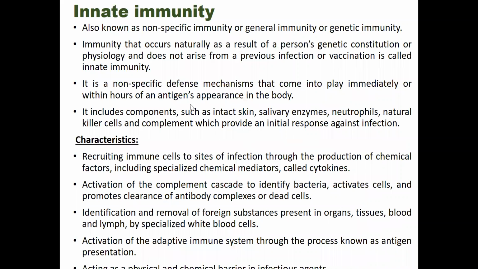So now let's talk about the two types of immunity: innate immunity and acquired immunity. Innate immunity is that which occurs naturally as a result of a person's genetic constitution or physiology and does not arise from a previous infection or vaccination. This one is a non-specific immunity, the inborn immunity. It includes components such as intact skin, salivary enzymes, neutrophils, natural killer cells, complements.